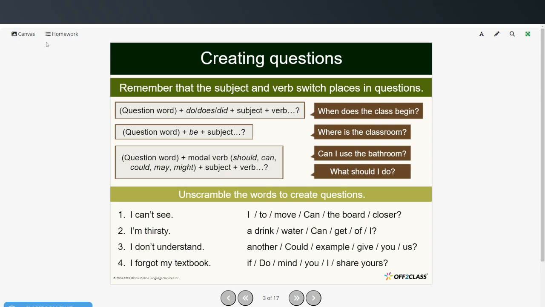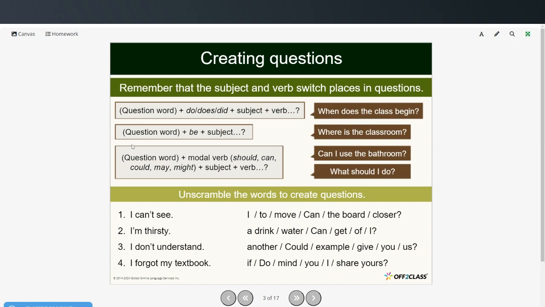So to create questions, remember that the subject and the verb switch places in questions. So we start with the question word and then do, does, or did, depending on whether it's a present tense or a past tense question, then the subject, then the verb, and then the object if there is one. So when does the class begin? So we got the question word is when, does, the subject is class, and begin is the verb.